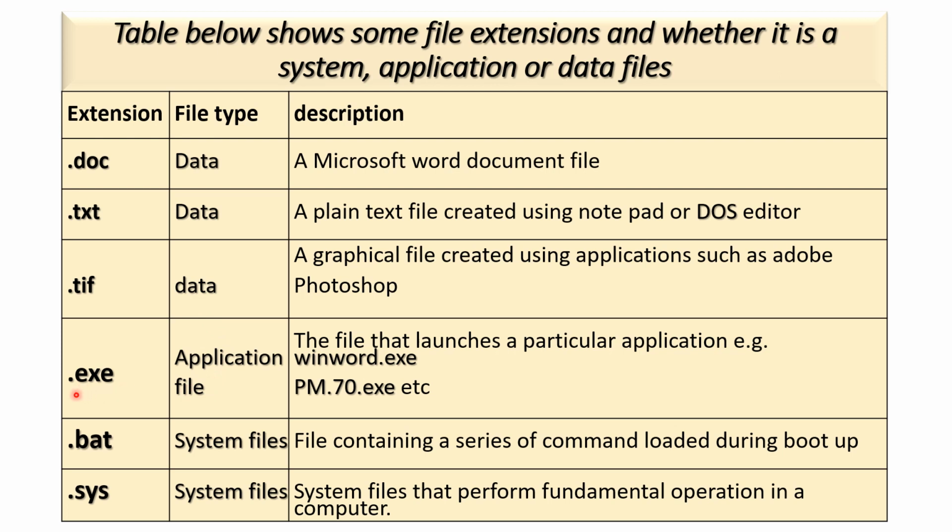And what about this one? .exe. This one is an application file. Remember, system file, application file, or data file. So when you see .exe, it's an application file. What does it mean? It is a file that launches a particular application. For example, winword.exe, pm.70.exe, a number of them. So when you click this one, it means you are going to launch a particular application.